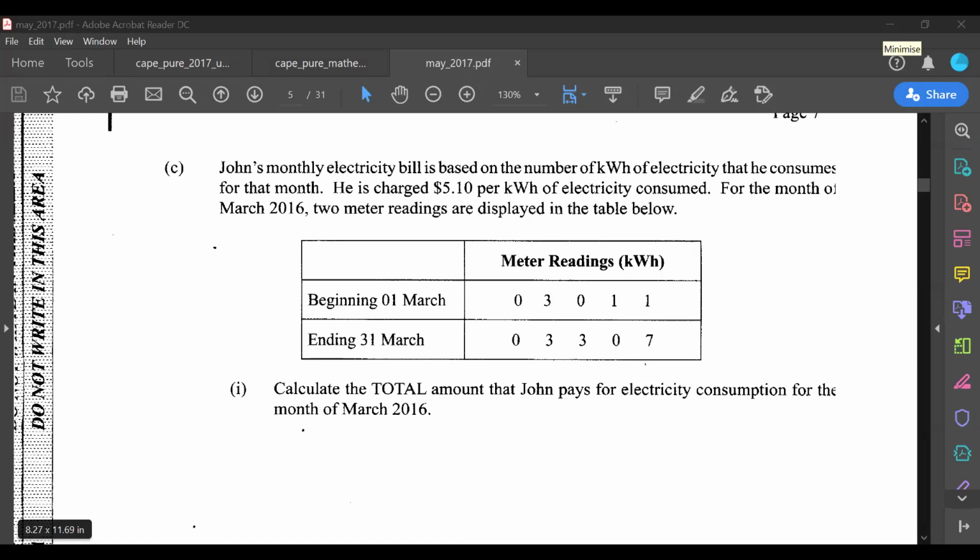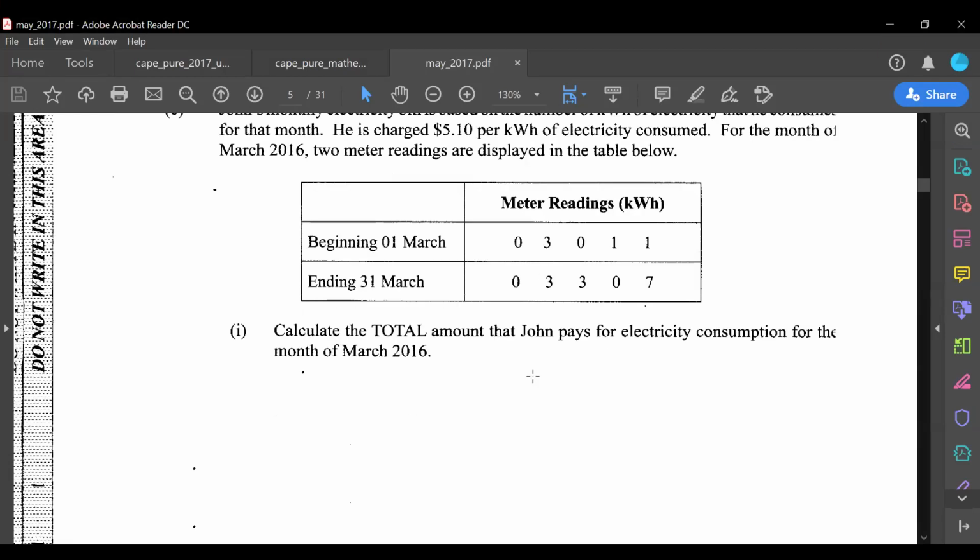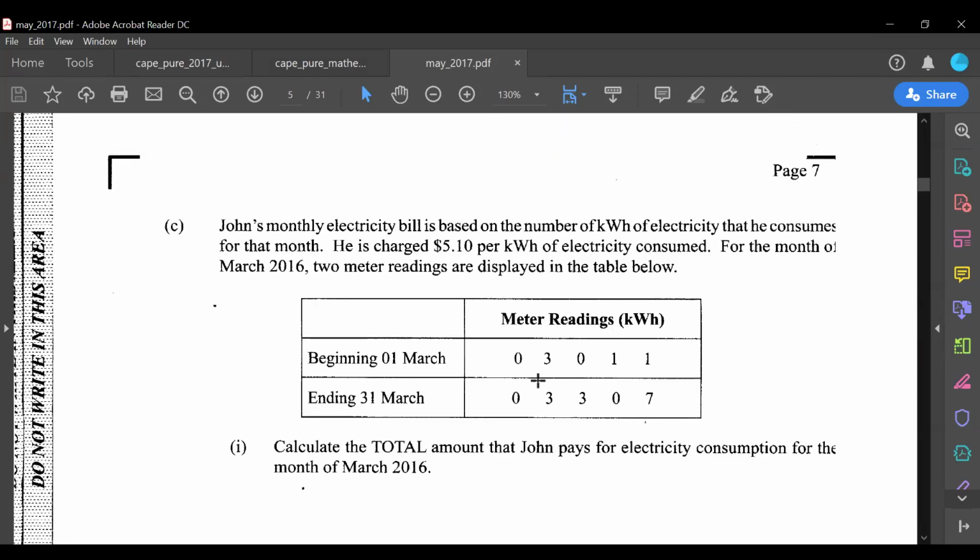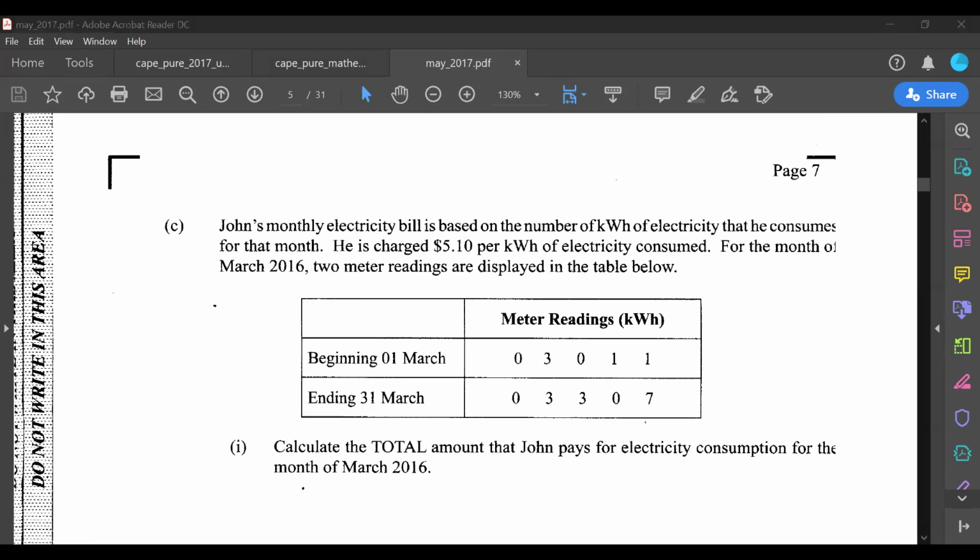Is the answer $66.30? No. Well, how did you get that though? How did you get that?